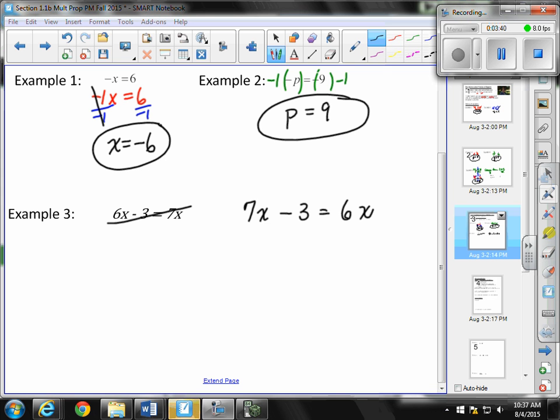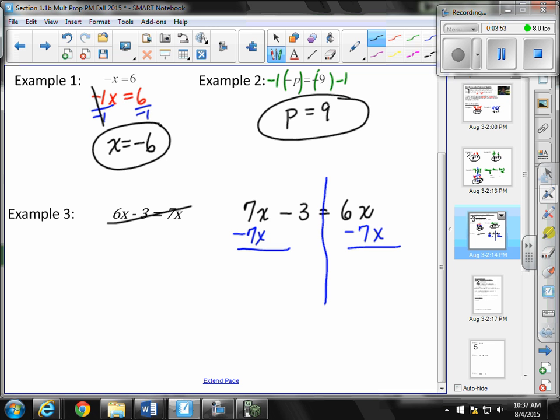And then we're going to use our addition property. I need to get all of my x terms on the same side of the equation. I'm going to subtract 7x from the left, and I'm going to subtract 7x from the right. 7x minus 7x is 0, minus 3 leaves me with -3 equals 6x minus 7x is -1x. And here's where I use that principle for -1s. I'm going to divide both sides of my equation by -1 so that the negatives will cancel, and I wind up with 3 equals x.